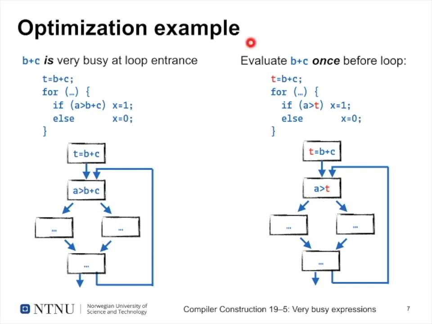So we can actually change our code to evaluate b plus c only once. We assign this to a temporary variable t, and we can use this variable t to replace our evaluation of b plus c. So essentially it's not doing the addition every time through the loop like here, but just reading our variable and doing the comparison here.